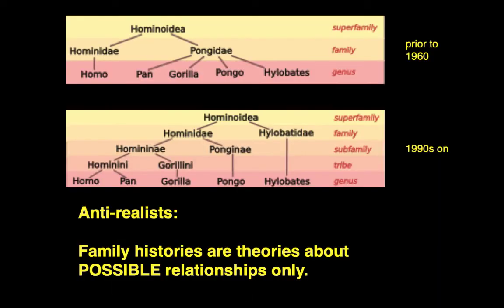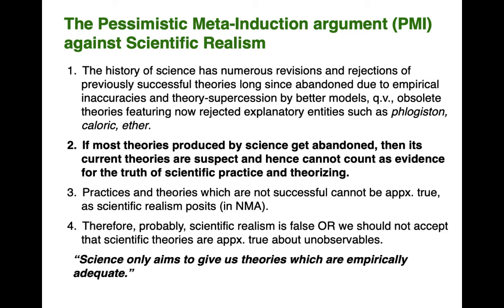So here's anti-realists on those family histories I showed you, looking at the ape-human connections. Family histories are theories about possible relationships only. Here's an argument anti-realists have against scientific realism. It has a clunky, awful name, namely the pessimistic meta-induction argument. It goes like this. The history of science has numerous revisions and rejections of previously successful theories, long since abandoned due to empirical inaccuracies and the theories being superseded by better models.